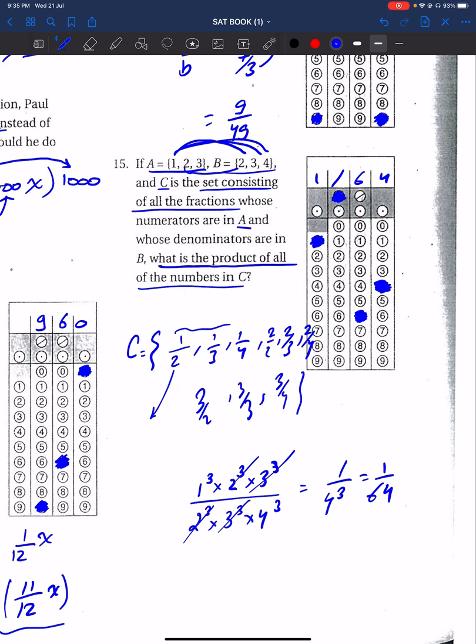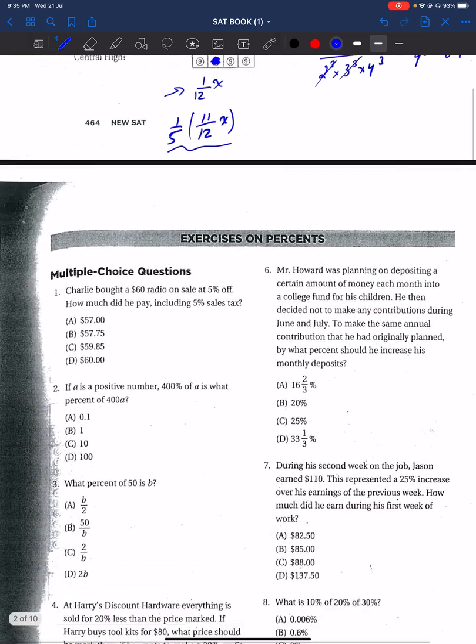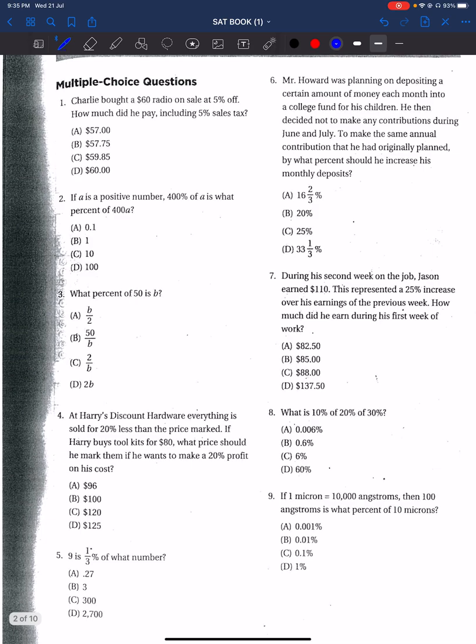Remember, it's really important to shade really well. Okay, now next exercise.